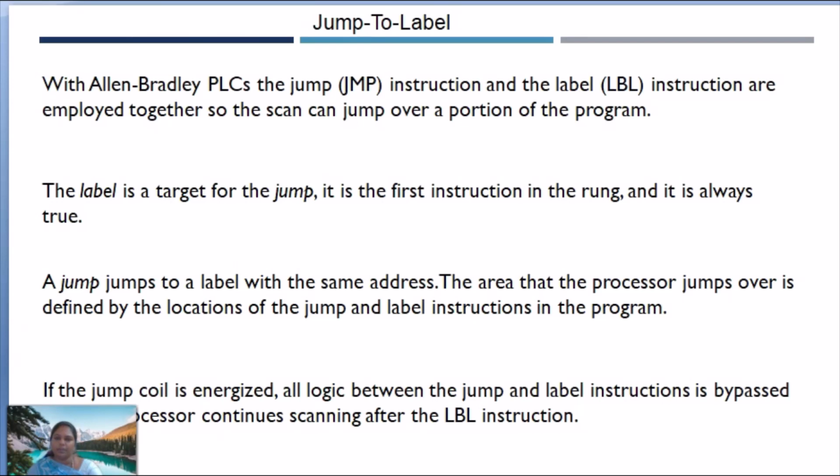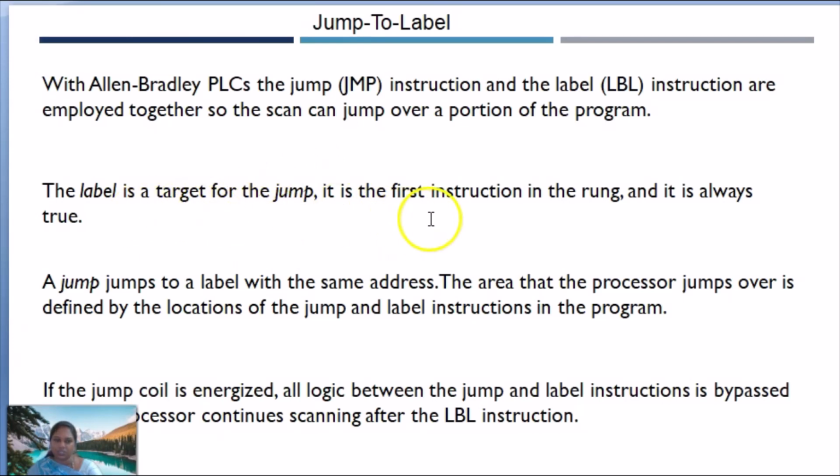So jump to label. Jump to the destination is also possible. With Allen Bradley PLCs, the jump instruction and the label instruction are employed together, so the scan can jump over a portion of the program. The label is a target for the jump.